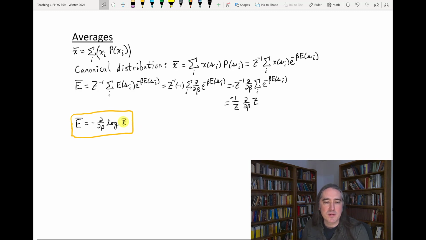If I take the derivative of the log, just use the chain rule. You get a 1 over z, and you get the derivative of the z. So this is equivalent. And in this form, you will use this very often. So this is definitely something to commit to memory. The average value of the energy for the system is just minus the derivative with respect to beta of the log of the partition function.